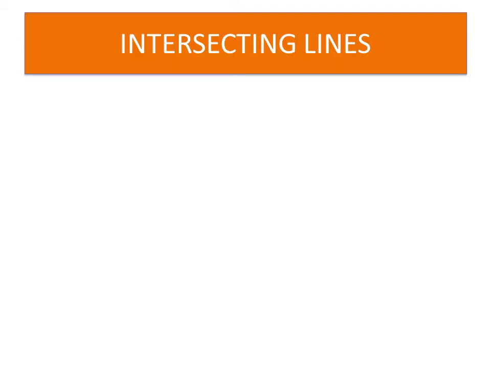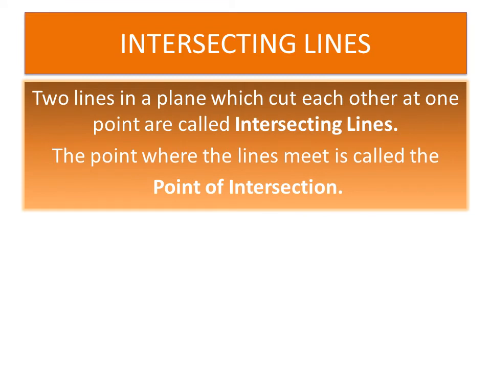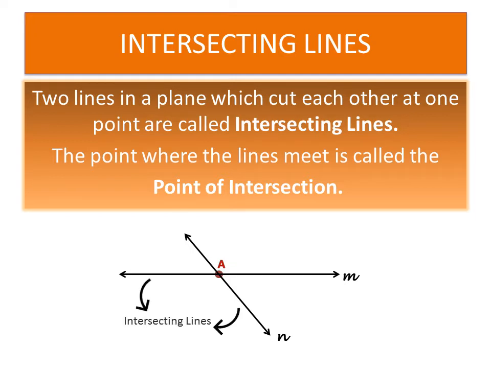Okay, our next topic is intersecting lines. Two lines in a plane which cut each other at one point are called intersecting lines. The point where the lines meet is called the point of intersection. See the example. M and N are two lines which cut each other at point A. So M and N are called intersecting lines and A is called the point of intersection. Hope you understand intersecting lines and point of intersection.